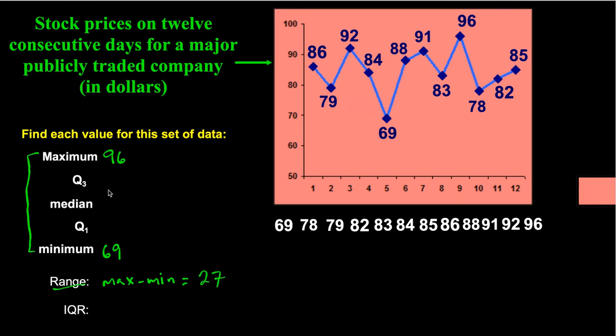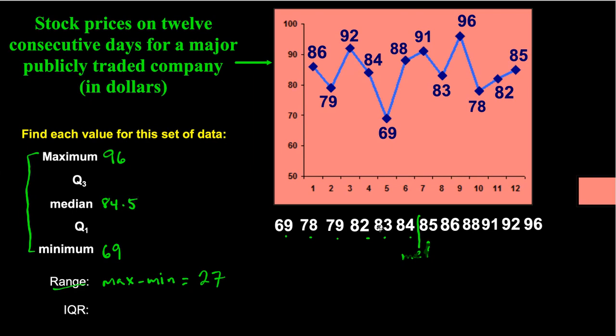Our medians are middle numbers, so if there are 12 values, 1, 2, 3, 4, 5, 6, and 7, this is our median value. If there's an even number of data values, your median is not going to be a member of the data set. So your median here is the average of 84 and 85, so 84 and a half.